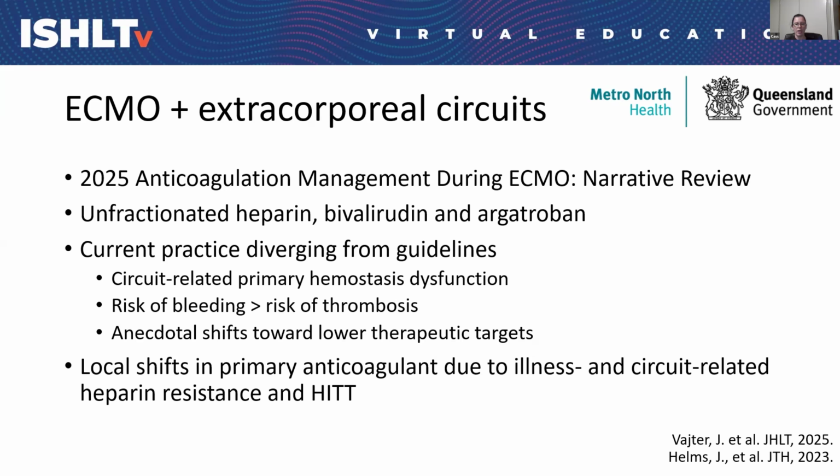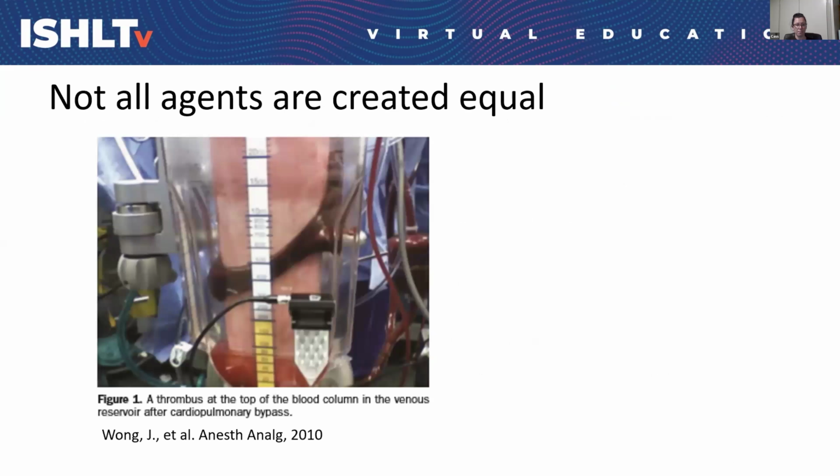Although the 2023 ISTH guidance statement for anticoagulation in adult patients supported with ECMO and the above 2025 ISHLT narrative review do reflect these. The other buzz area is an institutional anecdotal change in choice of primary anticoagulant, namely bivalirudin, due to what we know about illness and circuit-related heparin resistance, antithrombin III sequestration, and heparin-induced thrombocytopenia and also thrombosis. Again, lots of work being done in this area and another space to watch.